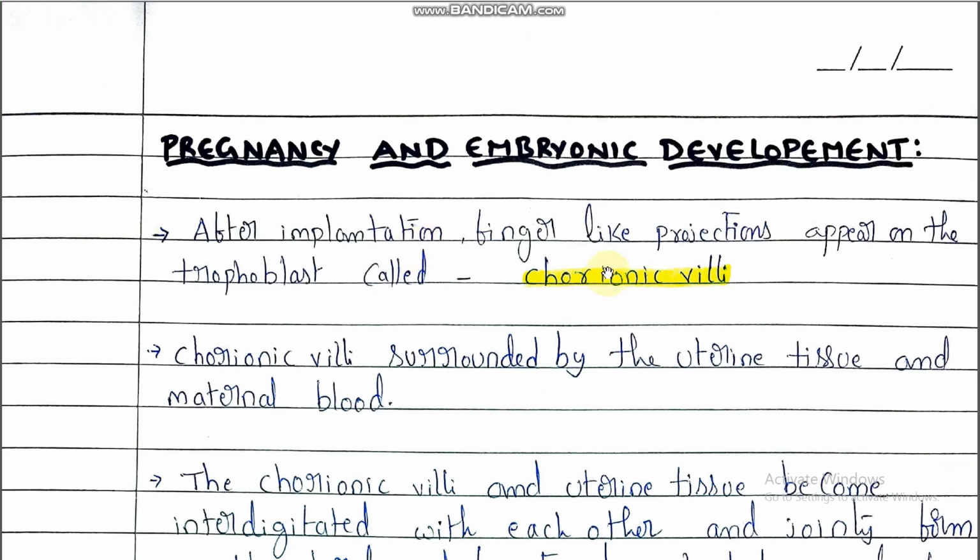After implantation, finger-like projections appear on the trophoblast, called chorionic villi. So what is the trophoblast? Do you remember? The trophoblast is the outermost layer of the blastocyst, right? So chorionic villi are formed after implantation. The finger-like projections that appear on the trophoblast are called chorionic villi.